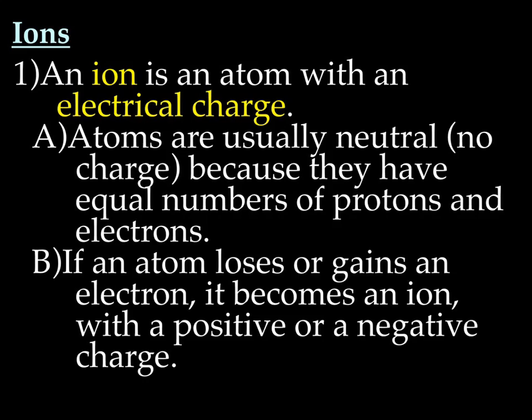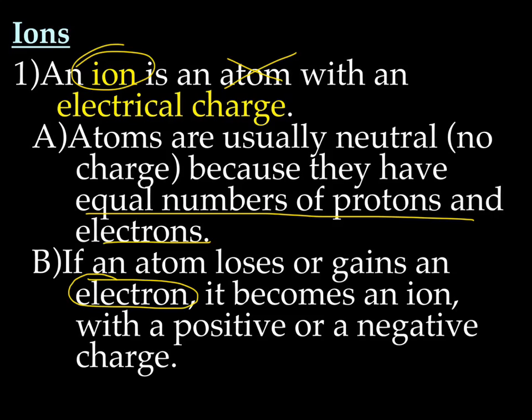All right, we're going to start with a little tiny discussion about ions. An ion is an atom with an electrical charge. Now, if you remember, the definition of an atom is that it has no charge because it has equal numbers of protons and electrons. But an atom can have a charge. But once it's got a charge, it's no longer an atom. It's now an ion. Okay? So atoms are usually neutral, no charge, because they have equal numbers of protons and electrons. So if an atom loses or gains an electron, it can become an ion with either a positive or negative charge.